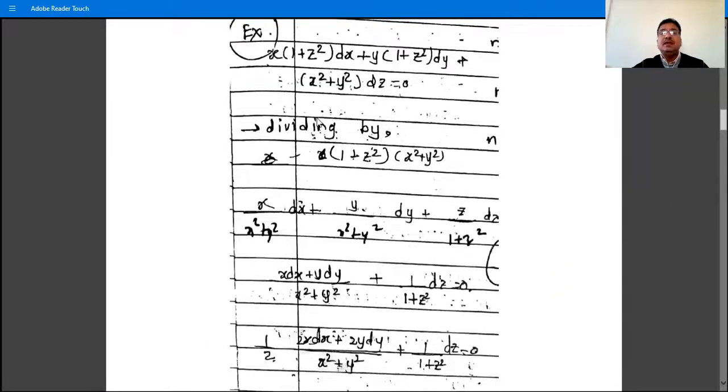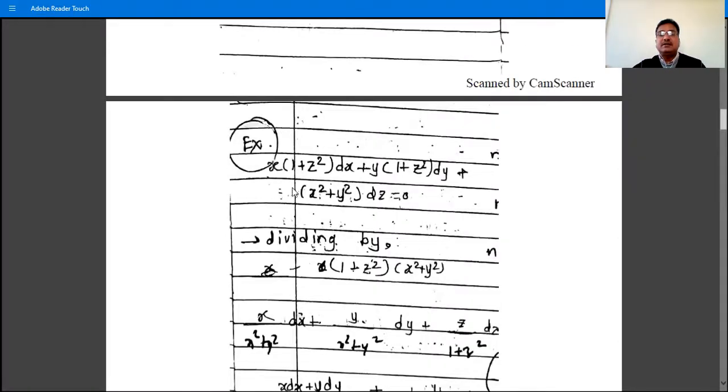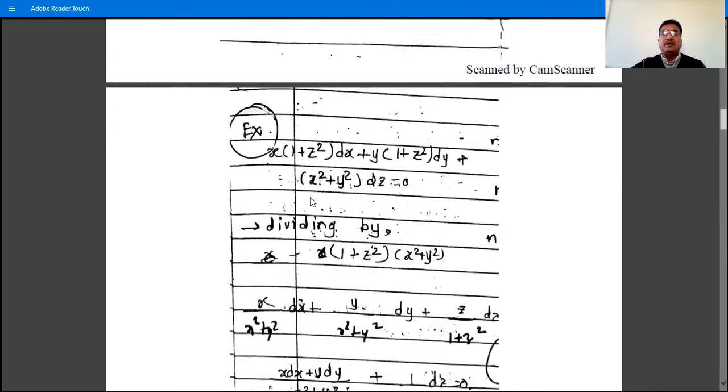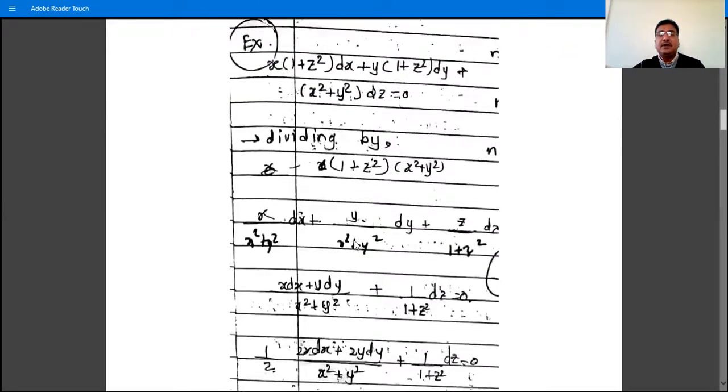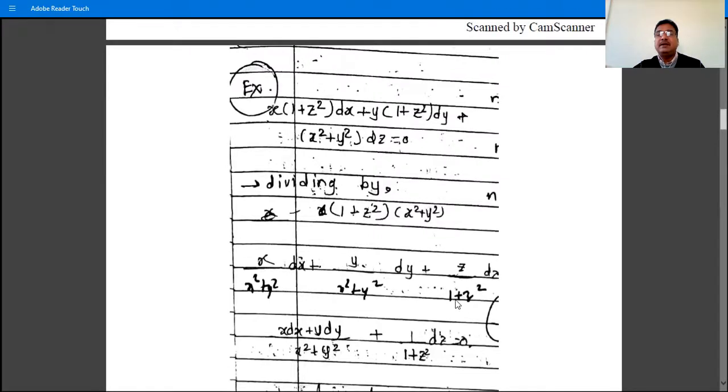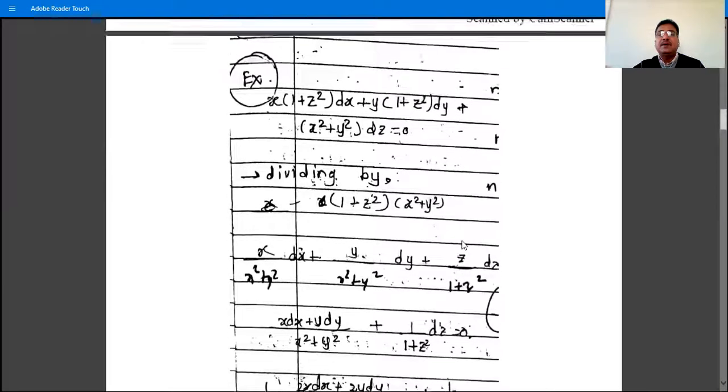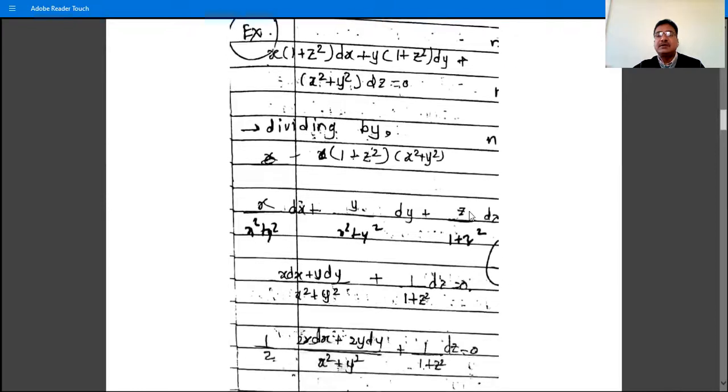So next, an example of the same type: x in bracket 1 plus z square dx plus y 1 plus z square dy plus x square plus y square dz is equal to 0. First show the differential equation is exact, is integrable, by showing x bar dot curl x bar is 0. That part is for homework. So dividing by 1 plus z square times x square plus y square, we have x by x square plus y square dx, y by x square plus y square dy, and z divided by 1 plus z square. It is 1 divided by 1 plus z square dz is equal to 0.